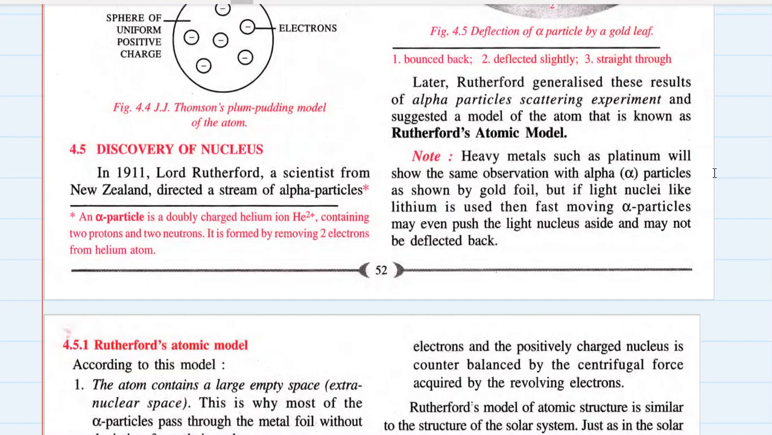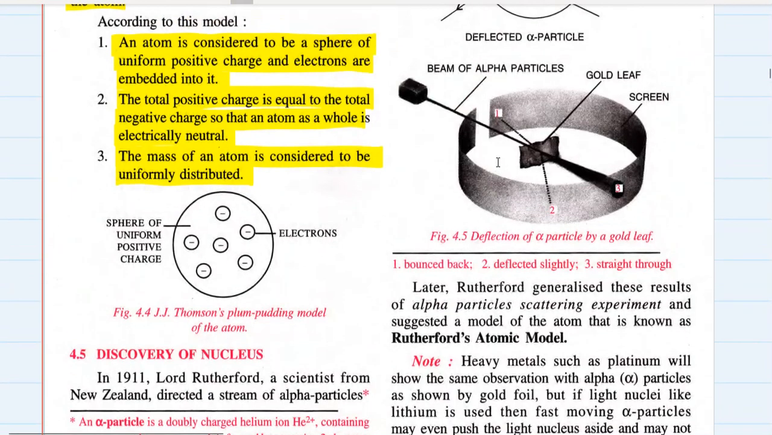We started with the cathode ray tube experiment. We studied how electrons were discovered, what the properties of electrons were, and in the same way how protons were discovered. And after the discovery of the proton, J.J. Thomson suggested a plum pudding model of the atom.